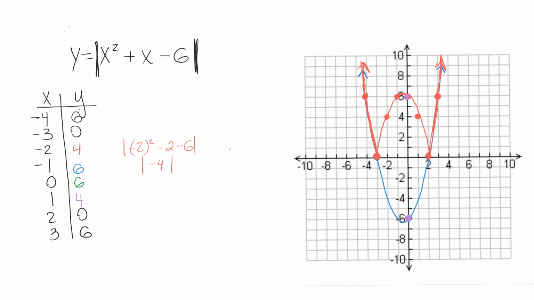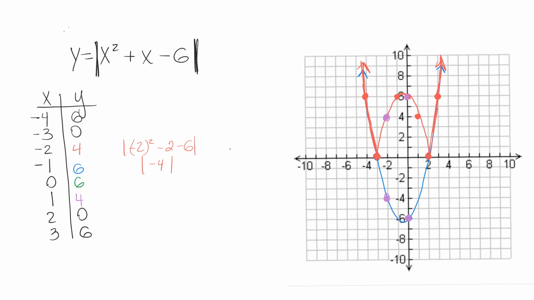Because what's the absolute value of negative 6? 6. And like right here, at negative 2, what's the absolute value of negative 4? 4, right? So if you look at this point, negative 4, its absolute value is 4. Right here, the absolute value of negative 4, 4. They all have the absolute value. So what we've done is take the negative pieces, and the absolute value of them created the positive piece.